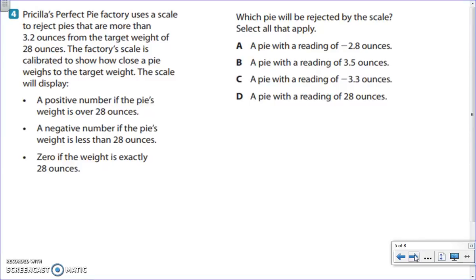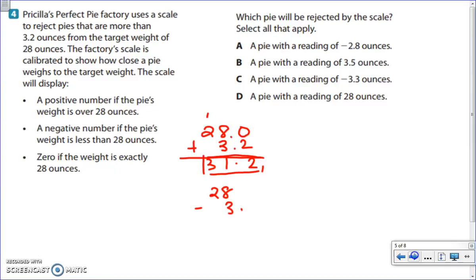So our boundaries would be if we're supposed to have 28 ounce pies, if I add 3.2 to 28, I know 31.2 is one of my limits, and if I take 28 and I subtract 3.2, I see that the pie could weigh 24.8. So the pie must weigh somewhere between 24.8 ounces and 31.2 ounces.